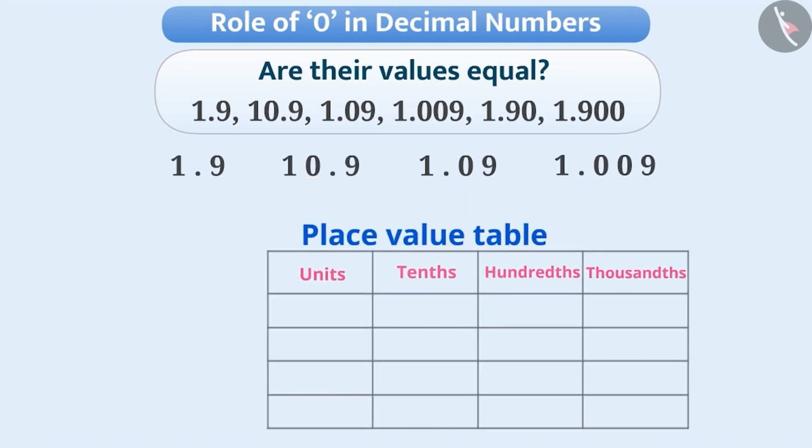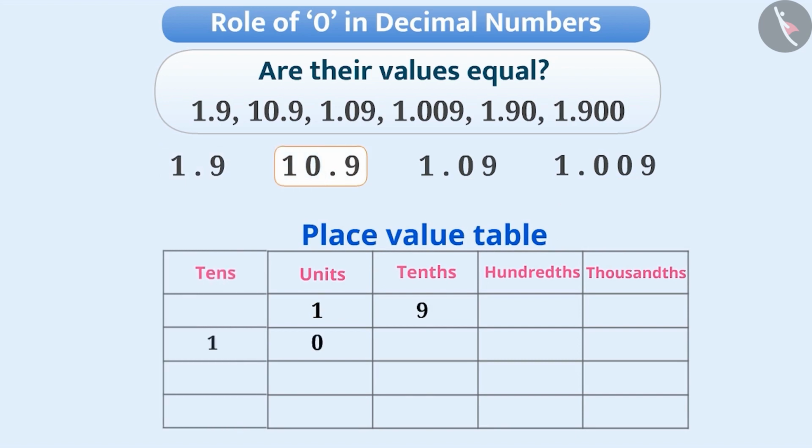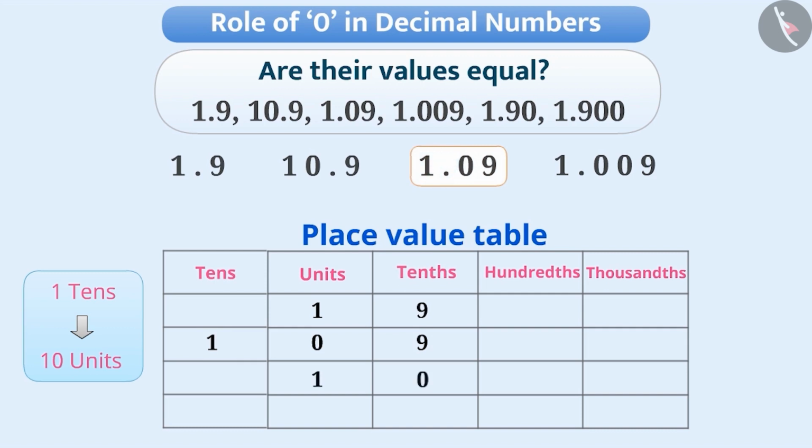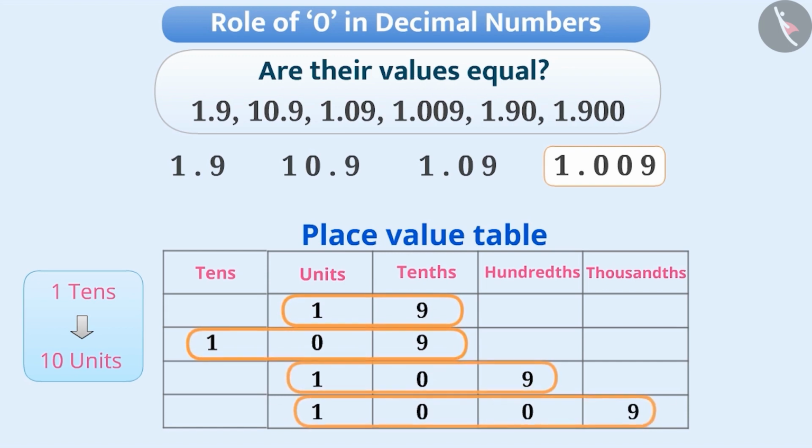Let's write them in the place value table. As you can see, 1.9 has 1 unit and 9 tenths. 10.9 has 1 tens, that means 10 units and 9 tenths. In this way, you can see that the place values of digits are changed with the use of 0. Similarly, in 1.09, there is 1 unit and 9 hundredths. 1.009 has 1 unit and 9 thousandths. Since the value of digits is different in all these numbers, the value of numbers is also different.